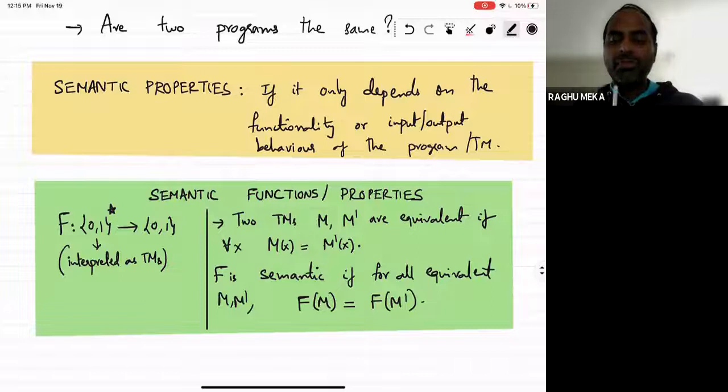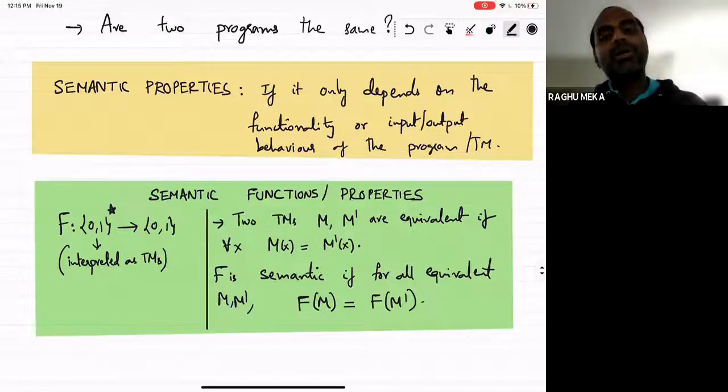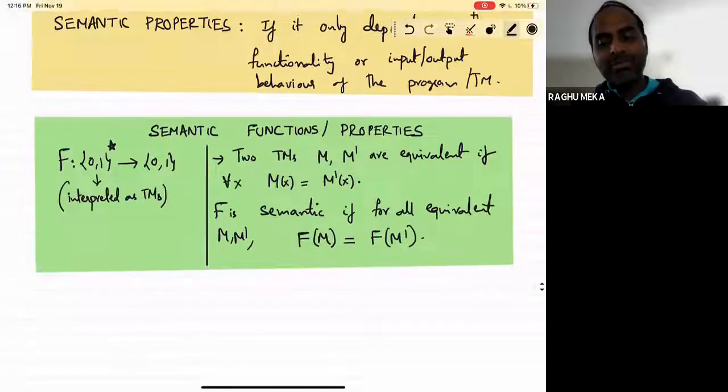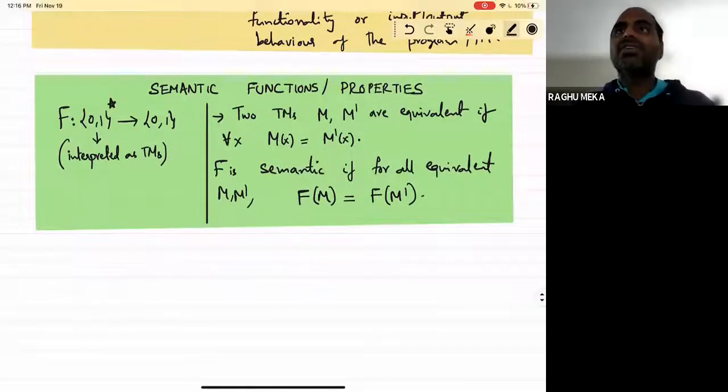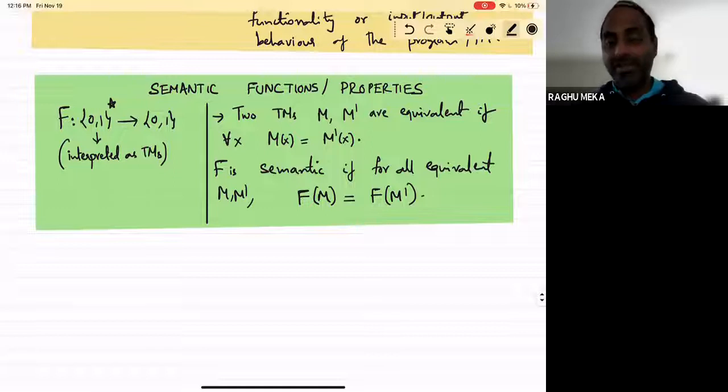So it only depends not on the specific Turing machine you're looking at, but on the input output behavior of the function of the Turing machine that you are building. We've seen several examples of semantic functions already. Can you give me one example of a semantic function? Any guesses? So what's a semantic? Yeah, eval.